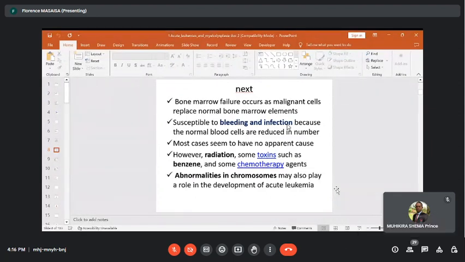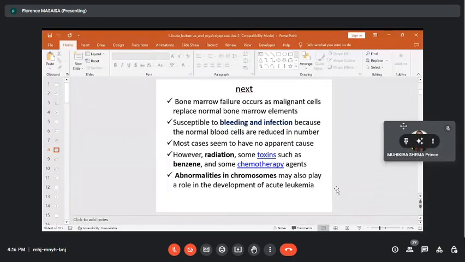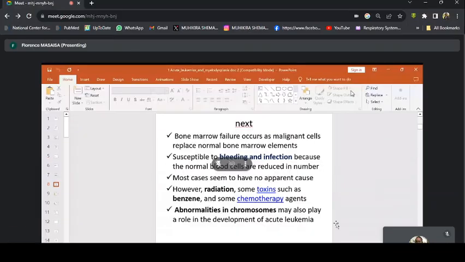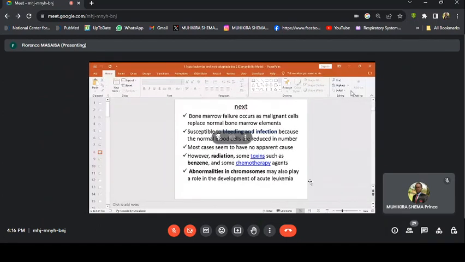So what are the risk factors? Most of the factors are not apparent to cause the leukemia, but it is somehow associated with radiation, exposure to toxins like benzene, chemotherapy agents, but also chromosomal abnormalities may play a role in acute leukemias.